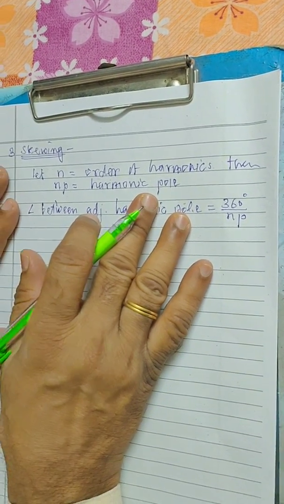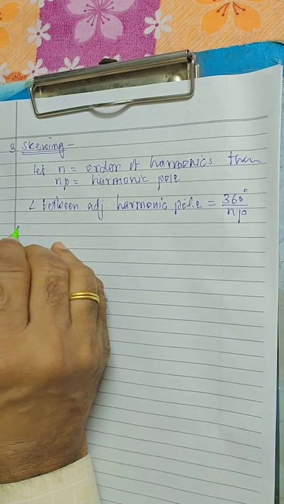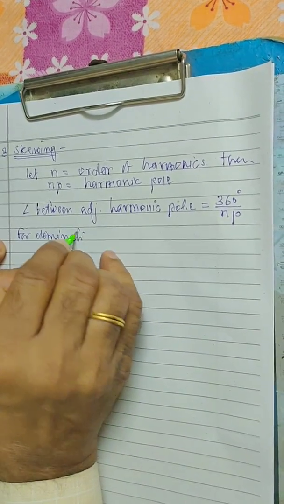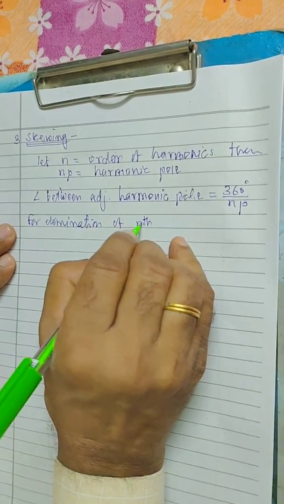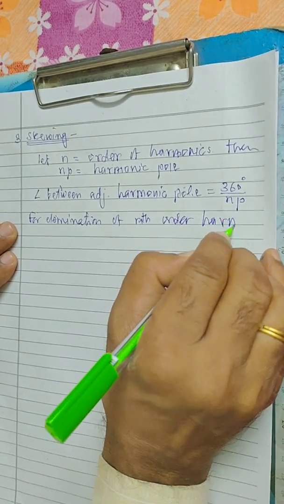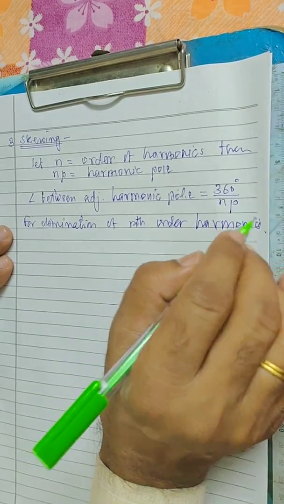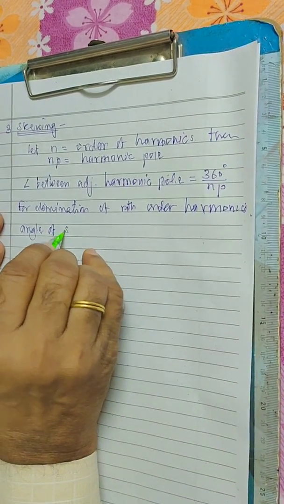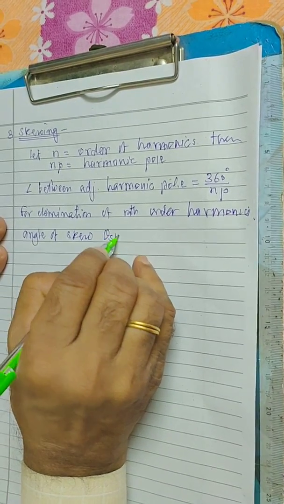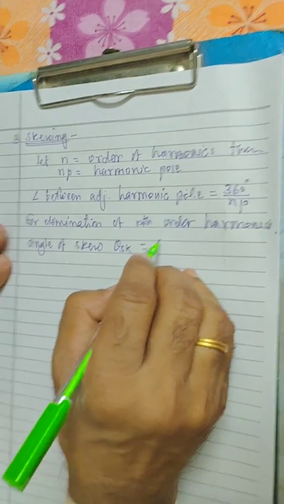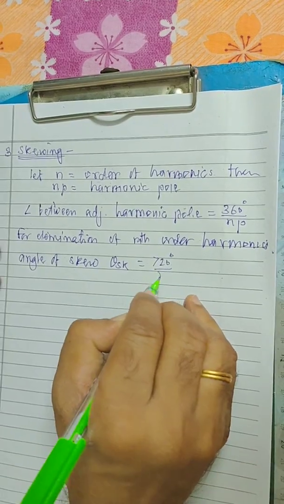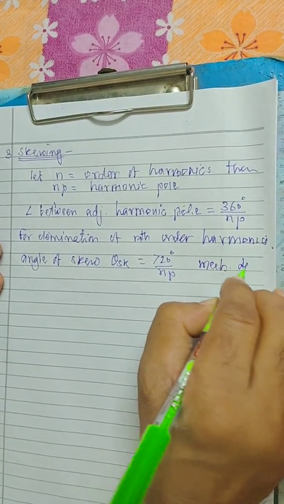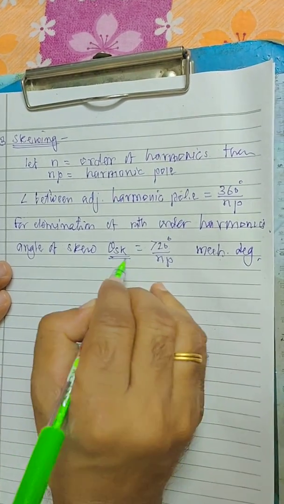For elimination of nth order harmonics, the angle of skew theta sk is 720 degrees upon NP mechanical degrees. This is the angle of skew in mechanical degrees.